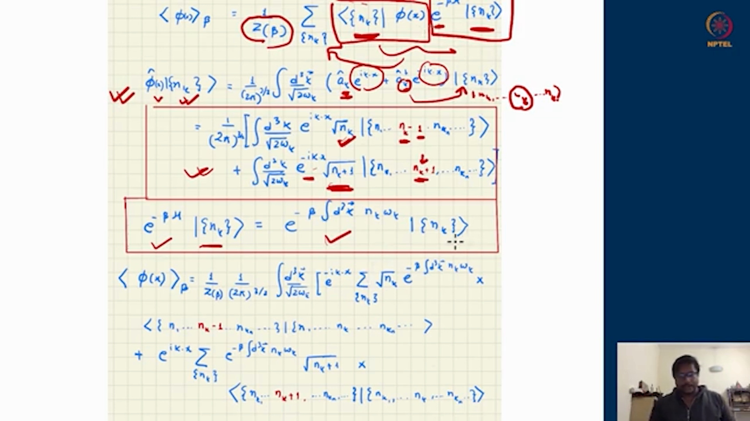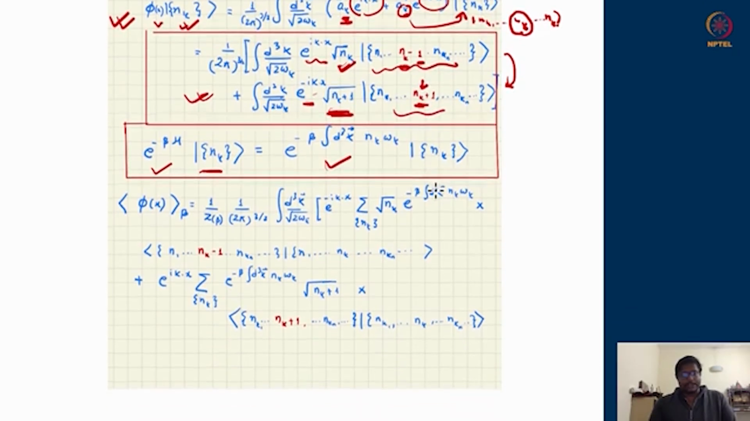If I do this overlap, I will take the dagger of the whole thing. If I take the dagger of the whole thing, this will become e to the power minus ikx. This will become e to the power plus ikx. Root nk will remain root nk. This will remain root nk plus 1. And the only thing changing will be that this will become bra operators.